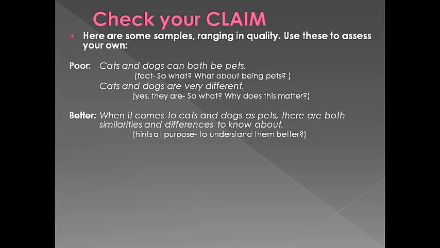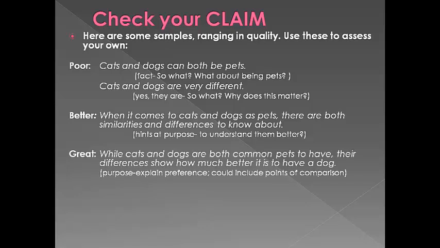This one's a little bit better. It says, when it comes to cats and dogs as pets, there are both similarities and differences to know about. Now, this one identifies the fact that we are going to examine the cats and dogs, and I believe it hints at a purpose. I'm thinking it's to understand them a little bit better. It's not amazing and fantastic, but it's doing the job. Now, this is much better. It says, while cats and dogs are both common pets to have, their differences show how much better it is to have a dog. So this one would explain the preference of this person in having a dog.